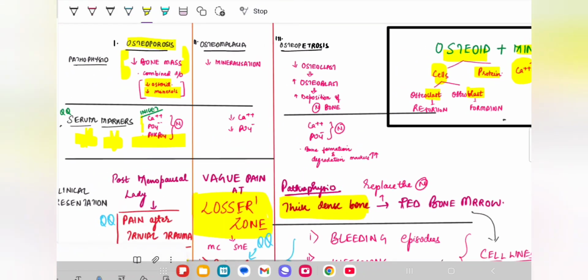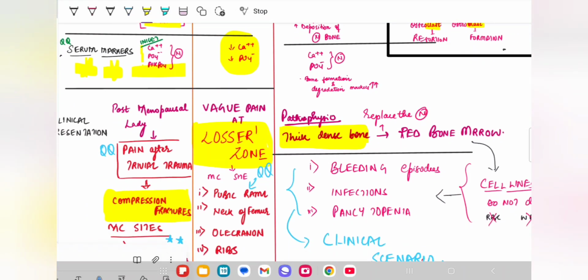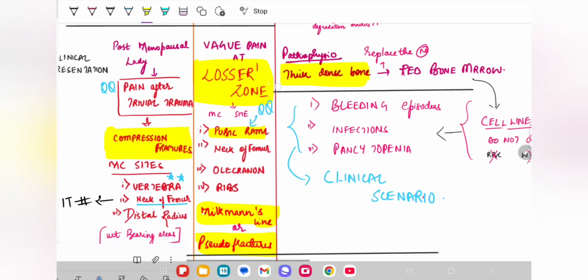Similarly, osteomalacia. When you compare osteoporosis, which was decrease in bone mass, in osteomalacia there's only decrease in calcium and phosphate. Our basic framework, the osteoid is normal, only the calcium and phosphate is reduced. So it becomes an easy question when they say an old lady having back pain, at neck of femur, at olecranon, at ribs, the most common site being pubic rami. Okay, they are talking about osteomalacia.